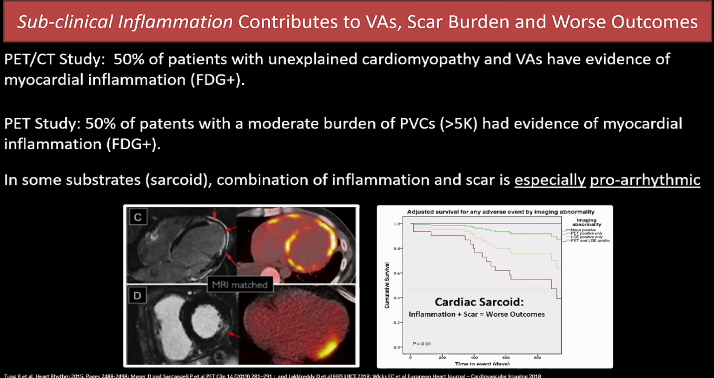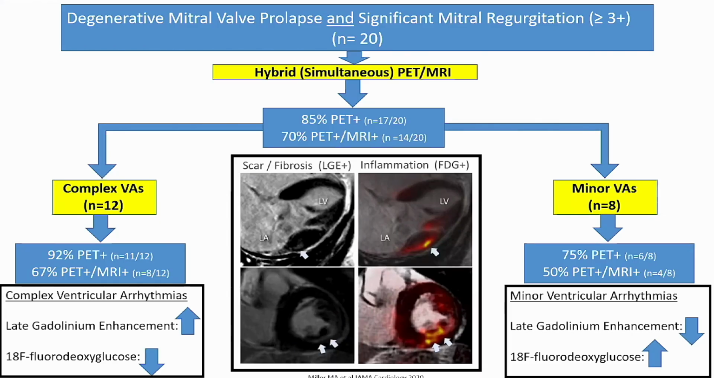For example, in cardiac sarcoidosis, when you have the presence of inflammation and scar, it is especially proarrhythmic. So we did a study of 20 patients with degenerative MVP and significant MR and performed hybrid or simultaneous PET MRI. 85% of the patients were PET positive and 70% of the patients were PET positive and MRI positive. If you break them down by complex ventricular arrhythmias, on the left-hand side of the screen, or minor ventricular arrhythmias, on the right-hand side of the screen, you'll notice that in complex ventricular arrhythmias, 92% were PET positive.